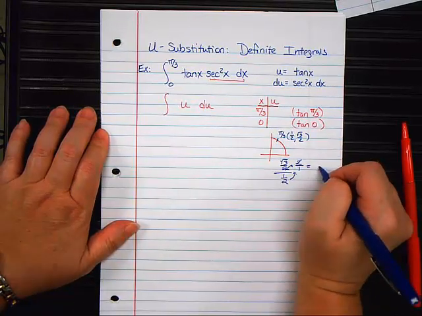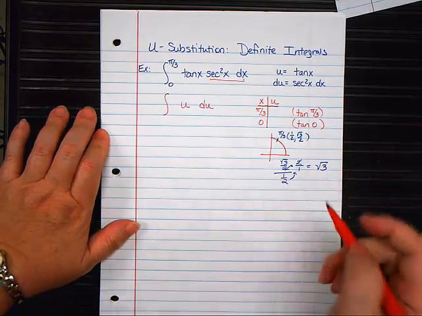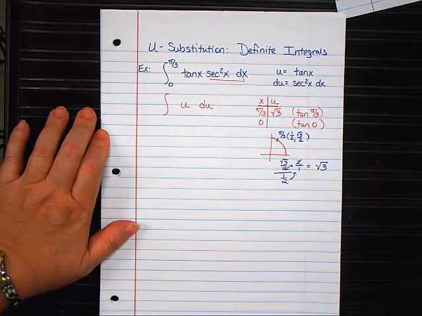The 2's cross out, and your answer is the square root of 3. Now, the reason I'm writing in blue is just to make it stand out. It's a u value, so I'm going to write it up here in red. Okay? Did everybody follow what I just did?